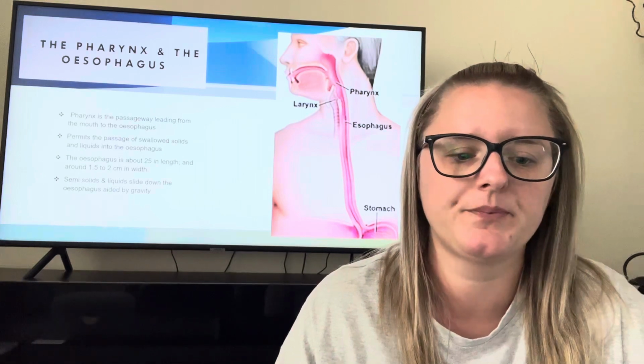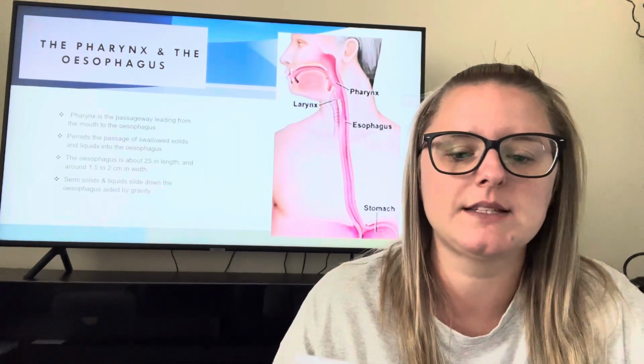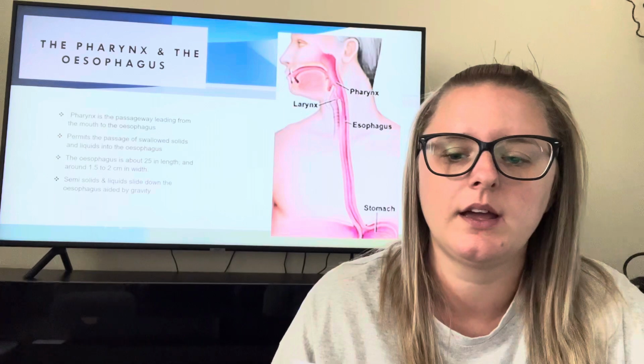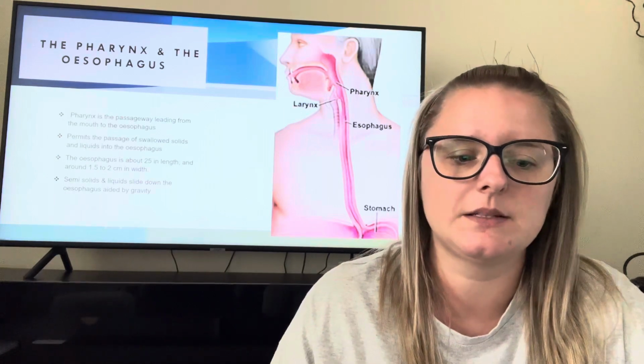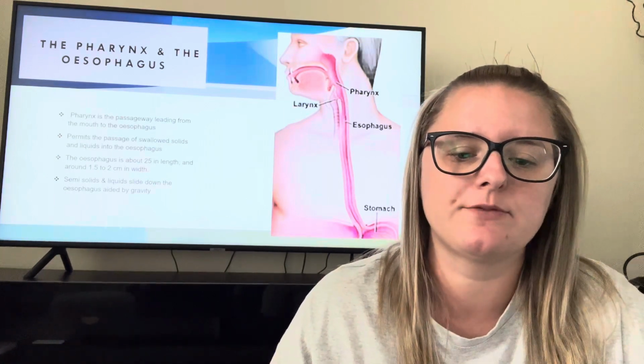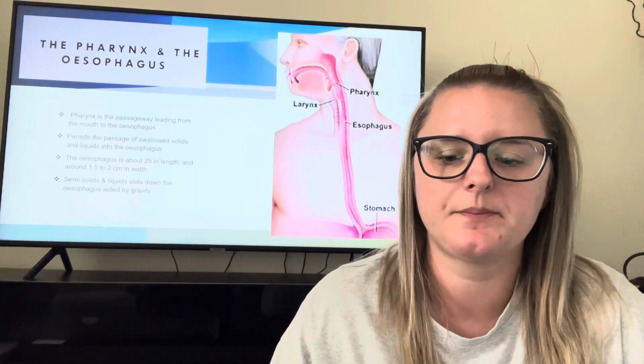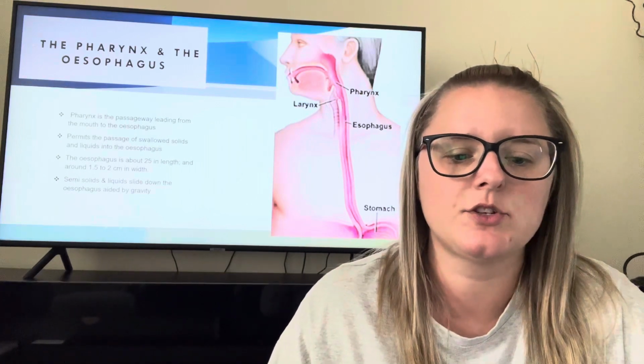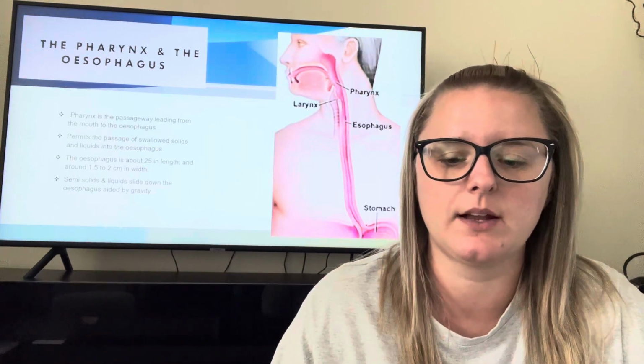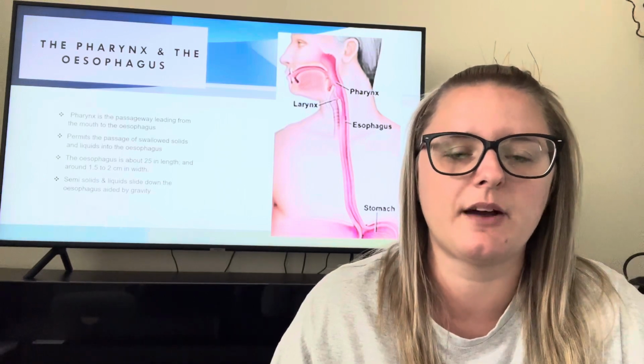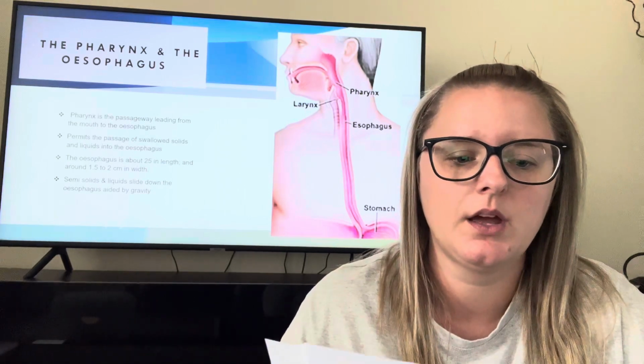The esophagus, which passes food from the throat to the stomach, is about 25 centimetres in length, and width varies from 1.5 to 2 centimetres. The esophagus lies behind the trachea and the heart and in front of the spinal column. It passes through the diaphragm before entering the stomach.